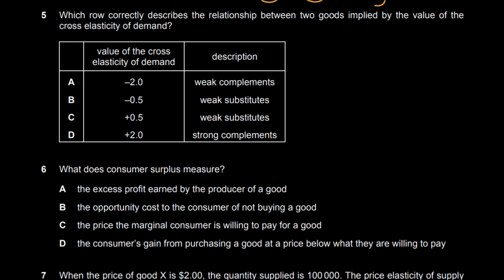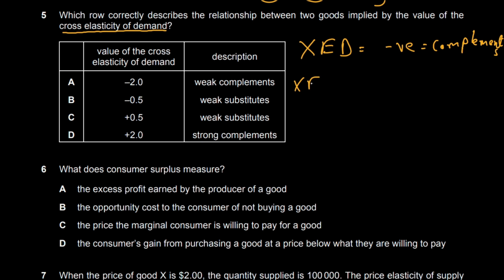Just let me erase this. Okay, so when we are talking about cross elasticity of demand, we should know the three values for our XED. If our cross elasticity of demand is negative, it means that both products are complements. While if our XED is positive, this suggests that both goods are substitutes. I'll just write subs, okay? And if our XED, or cross elasticity of demand, is 0, then both the goods are unrelated.